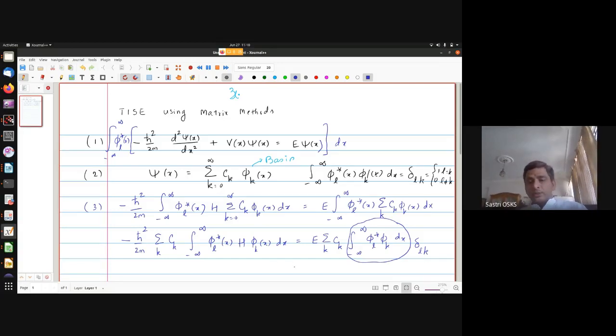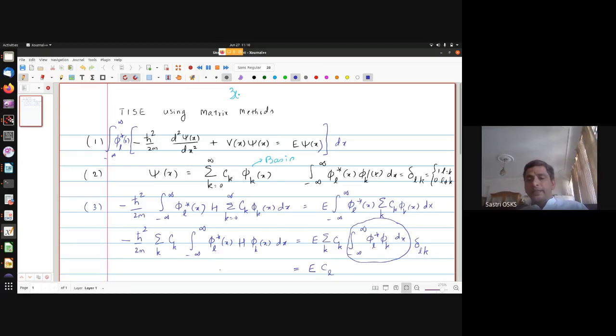So this will basically become, when k equal to 1, this will be phi_l star phi_1. Then k equal to 2, it will be phi_2 star phi_2. When k equal to l, it will become phi_l star phi_l. So only for k equal to l, this will survive. Otherwise, it will always be 0. So this can be written as E times c_l.